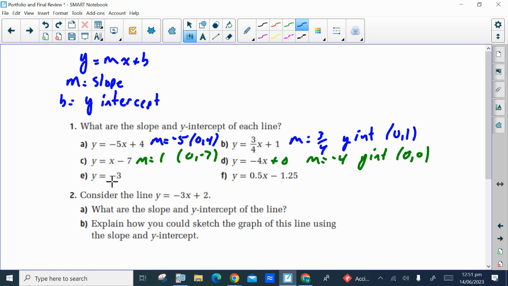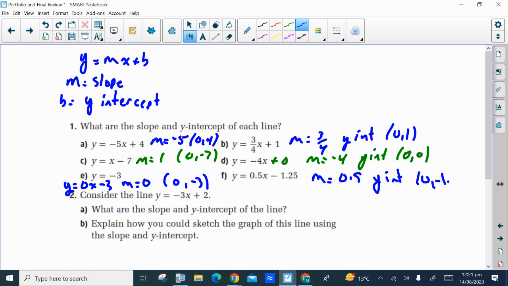This next one is y equals -3. This is the same thing as y equals 0x minus 3. M, the slope, is 0. This would be a flat line, a horizontal line. And b, the y-intercept, is -3, which is the point 0, -3. Question F is in slope-intercept form because you have y by itself. M, the slope, is the number in front of x. The y-intercept is at -1.25, the point 0, -1.25.